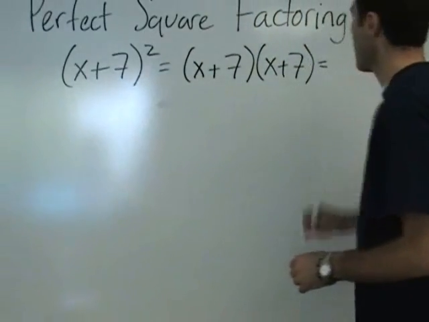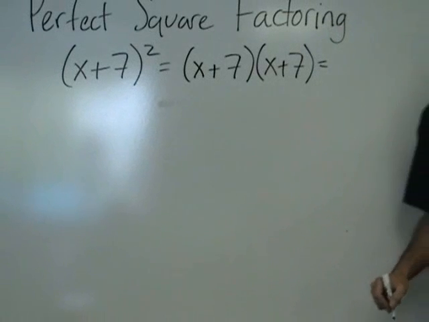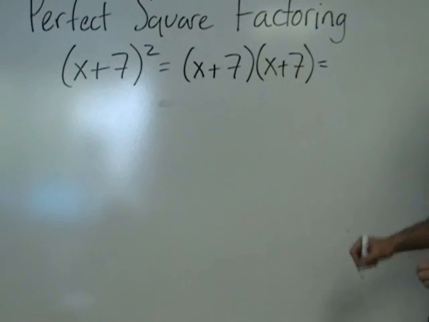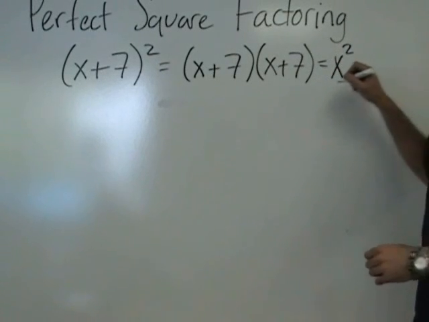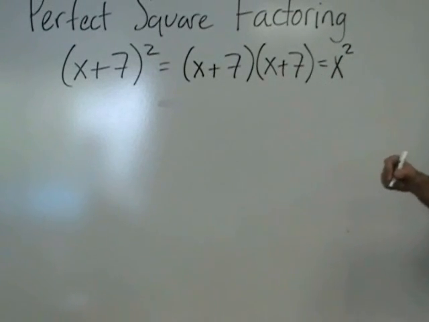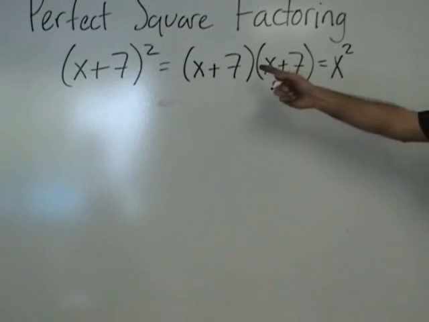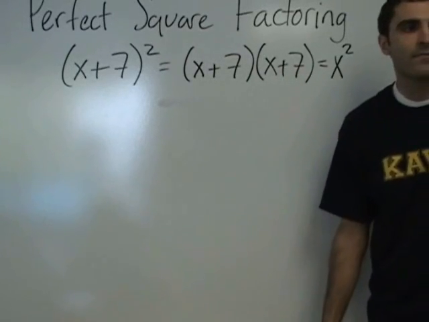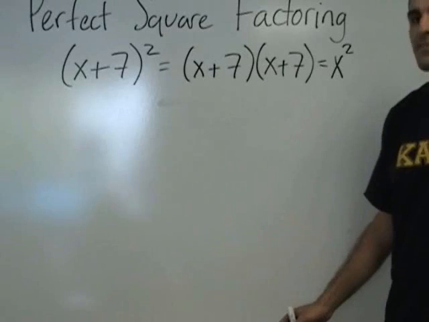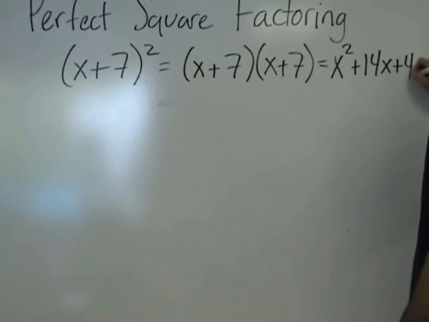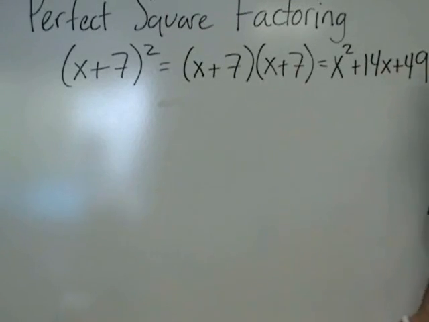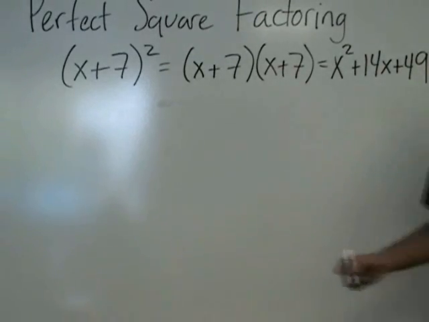This equals what? X squared. Do you also do the O and I or just the L? It equals X squared plus 7x, plus another 7x makes 14x, plus 49. All right. Good. Next one.